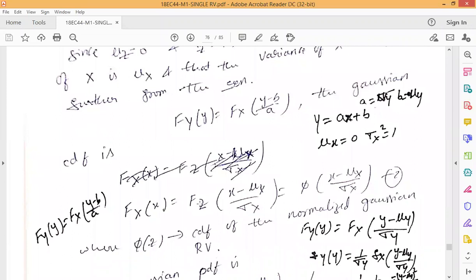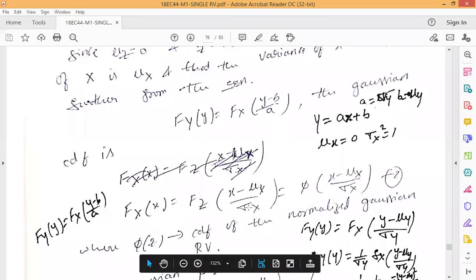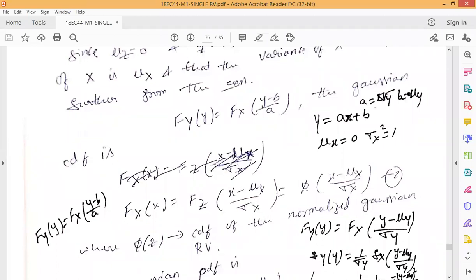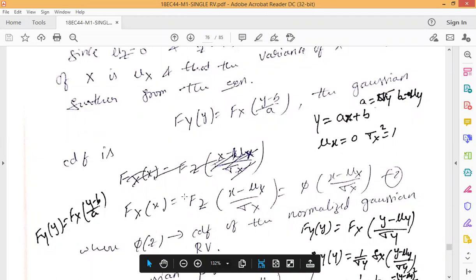So F_Z of (x minus mu x) divided by sigma x. Here b is nothing but the mu x value, and a is nothing but the sigma x. So here we will be able to write F_X of x is equal to F_Z of (x minus mu x) divided by sigma x. For the Gaussian variable, we have seen that it will be useful if we represent it in terms of the notation phi.